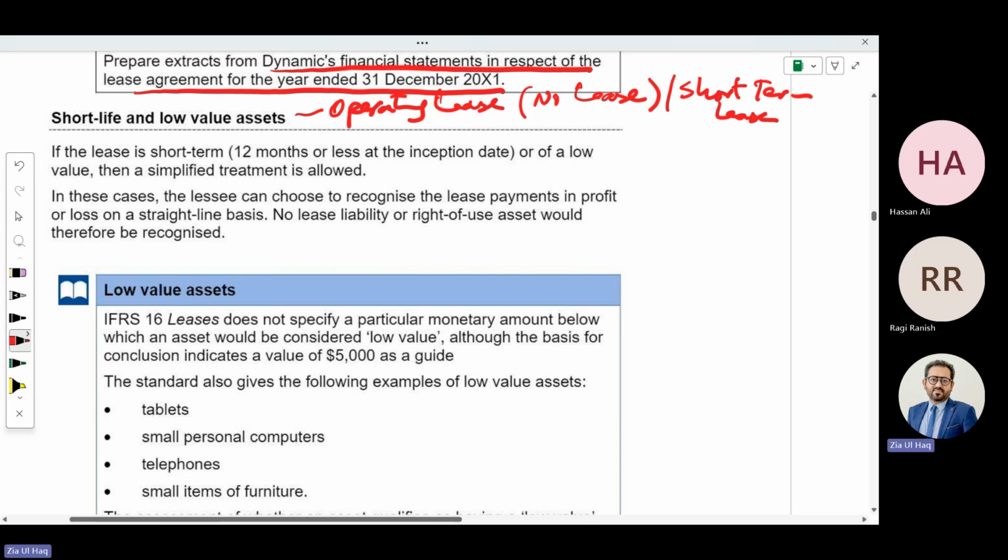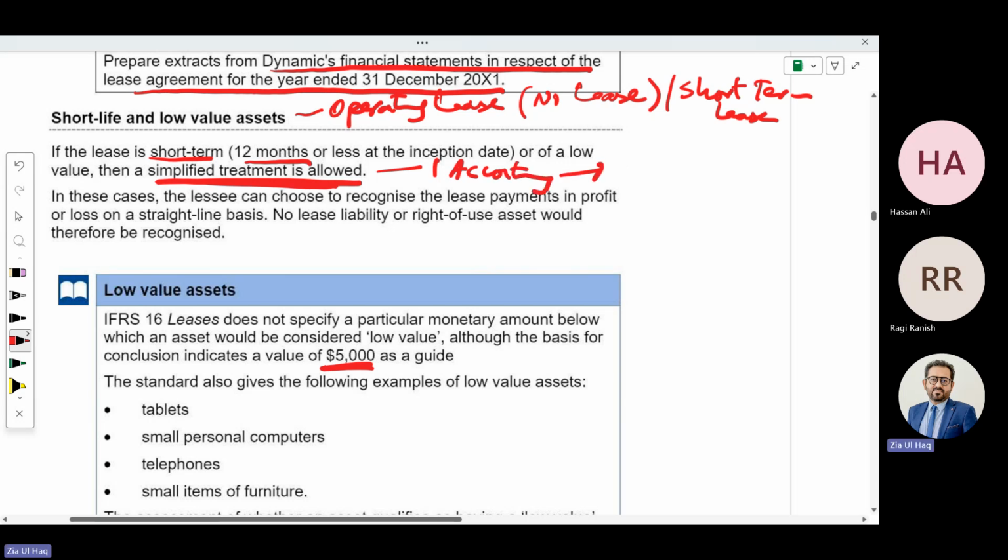So short life and low value asset. If the lease is short term, meaning less than 12 months, or the asset is of low value. Low value is not defined by the standard, but normally if the amount of the asset is below $5,000, that will be considered low value. Then a simplified treatment is allowed. What is simplified treatment? One-line accounting.